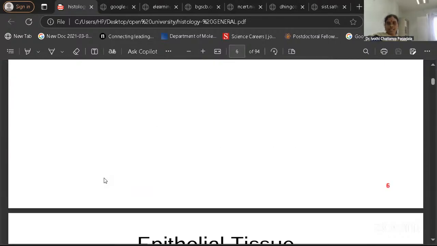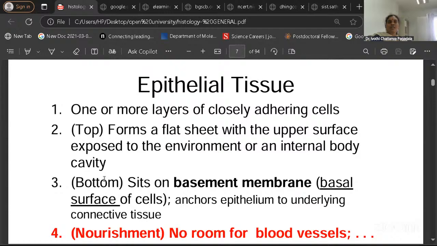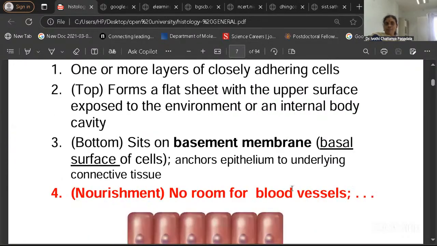What is epithelial tissue? Epithelial tissue is one or more layers of closely adhering cells that form a flat sheet, with the upper surface exposed to the environment or an internal body cavity. The bottom rests on a basement membrane; the basal surface of the cells acts as epithelium to underline the connective tissue.